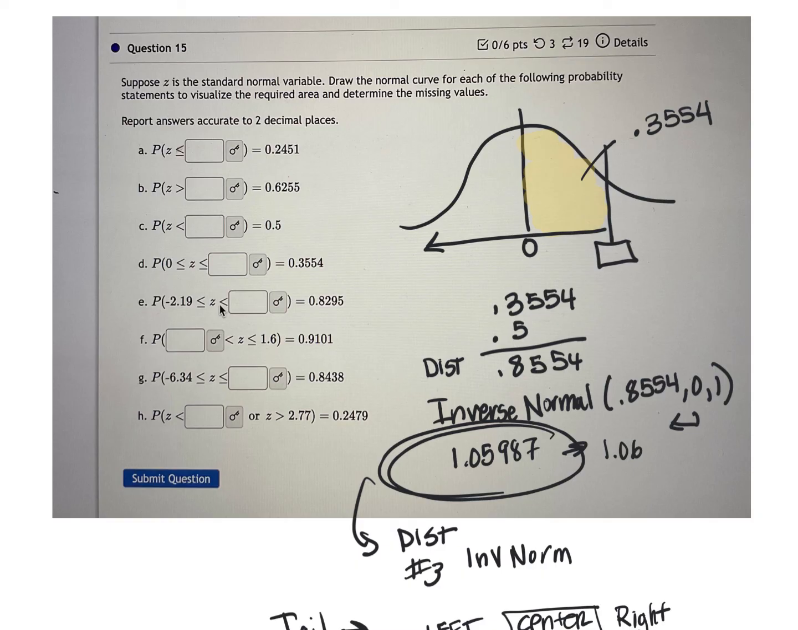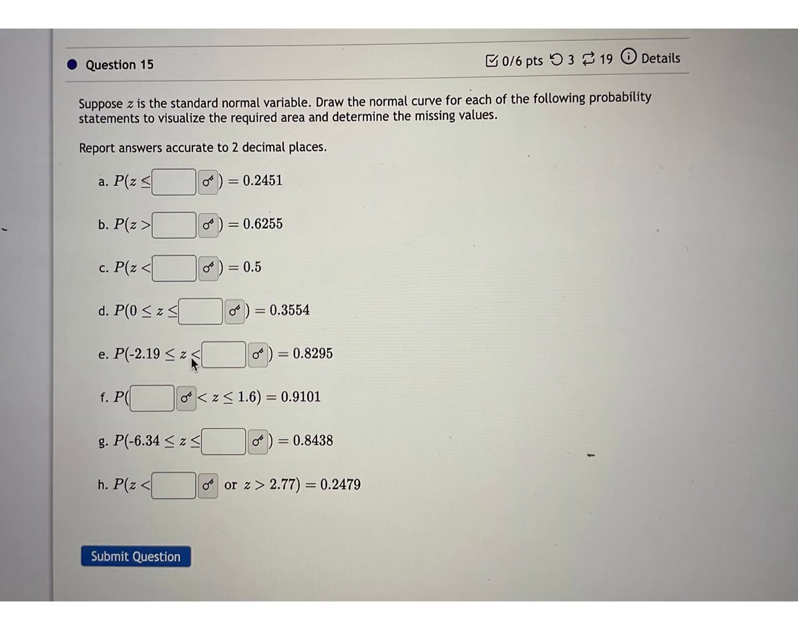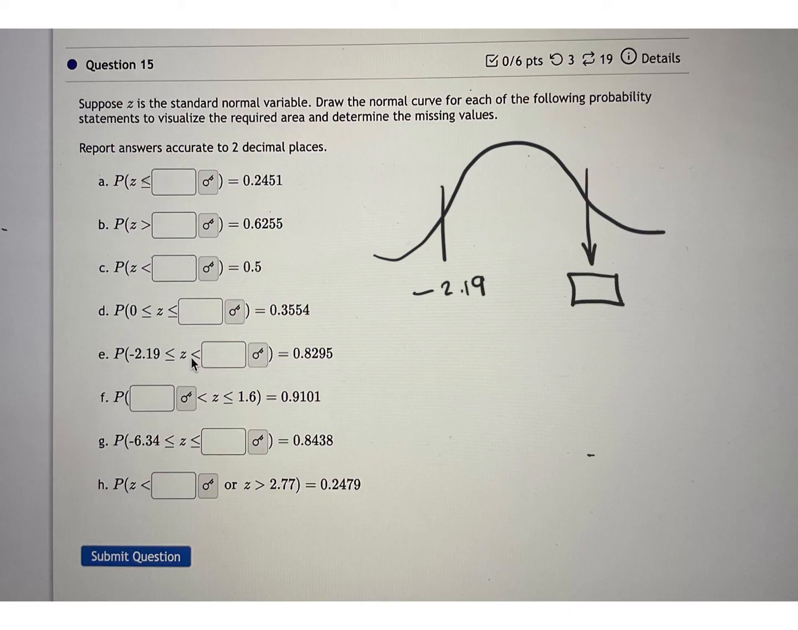So now we are on letter E. All right, so this is the same idea. We're going to be at negative 2.19 up to some cutoff up here that has this area right here in between is equal to 0.8295 of the area. All right, so I want the amount of the area that is to the left of this. I need to figure that out.